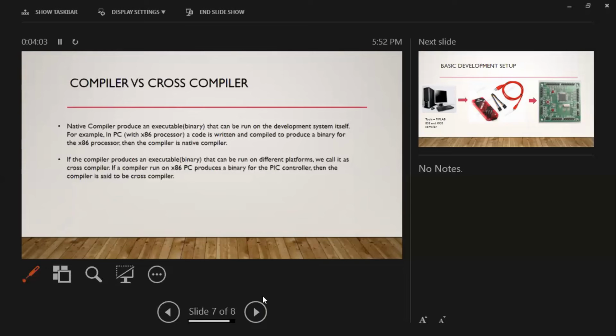There are two different types of compilers. One is a native compiler and another is a cross-compiler. A native compiler is one that produces a binary that can be run on the development system itself. For example, if I'm developing code on an x86 processor, the compiled code can well run on the same processor itself. But in a cross compiler, the compiler produces an executable or binary that can be run on a different platform. We call it a cross compiler. For example, we take a PC for our development. We have a cross compiler which can produce a binary for a PIC controller. We call such compilers cross compilers.